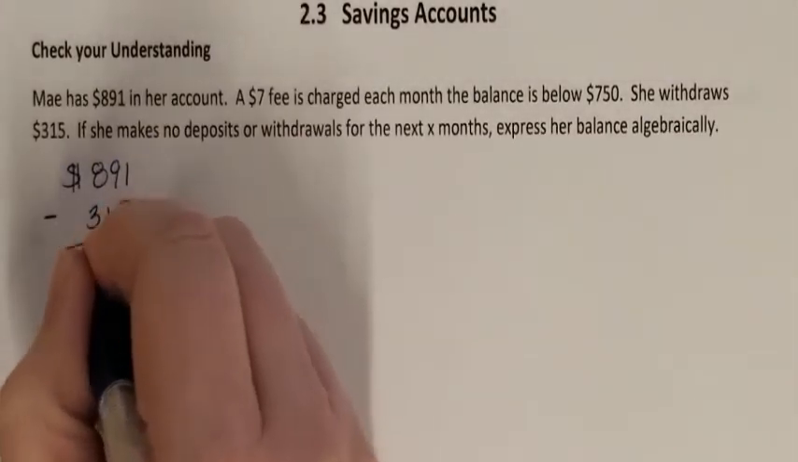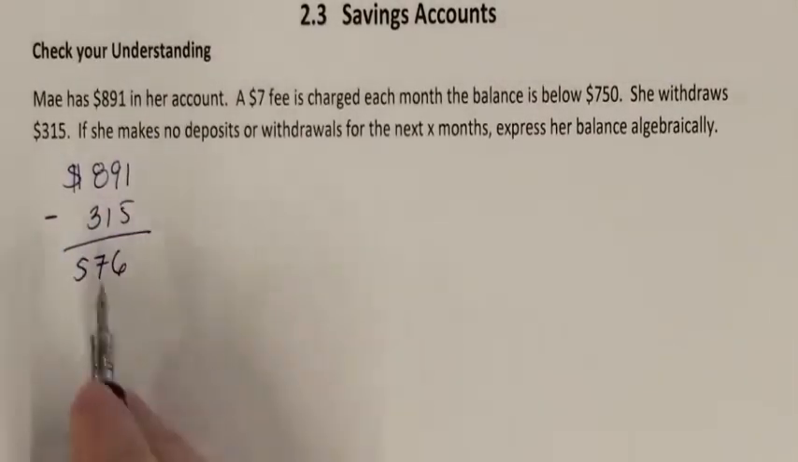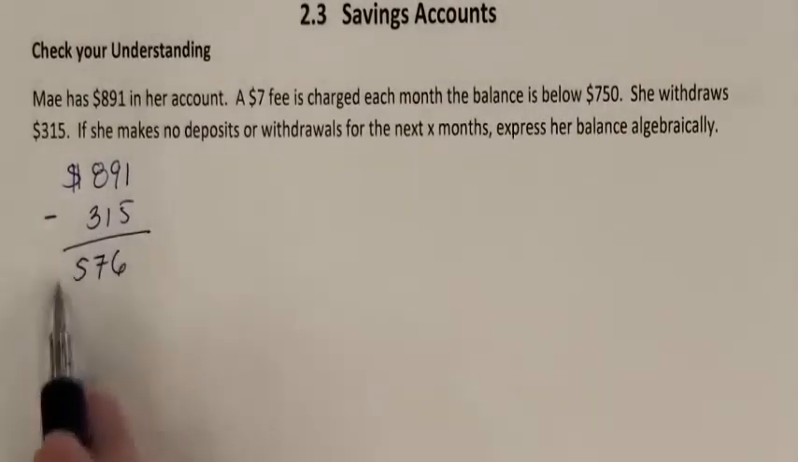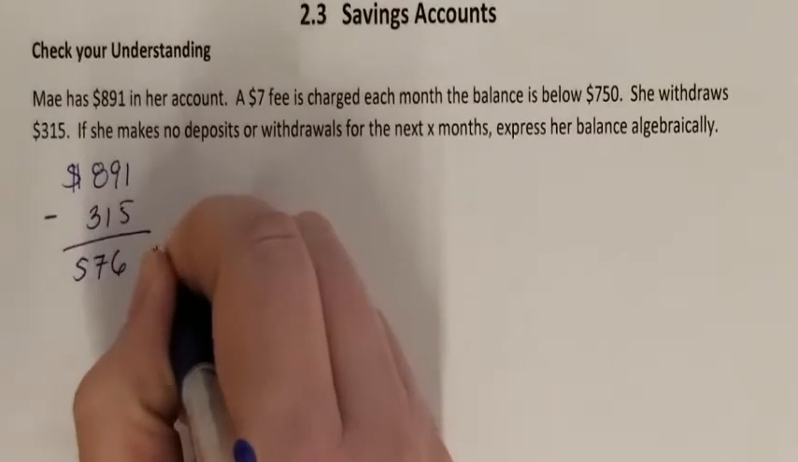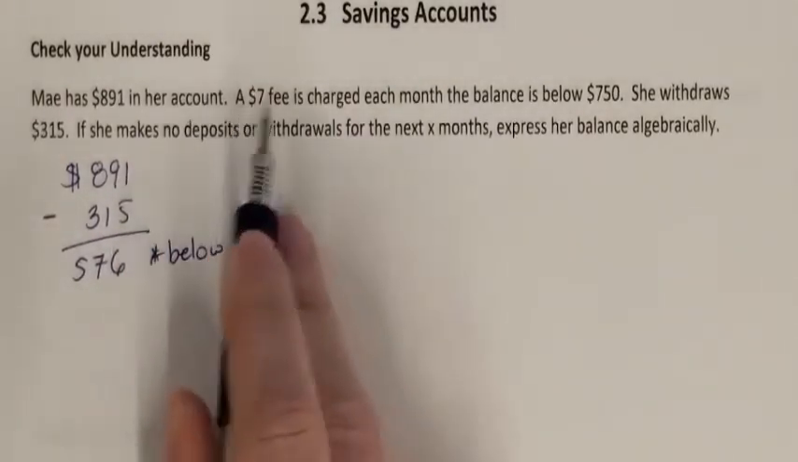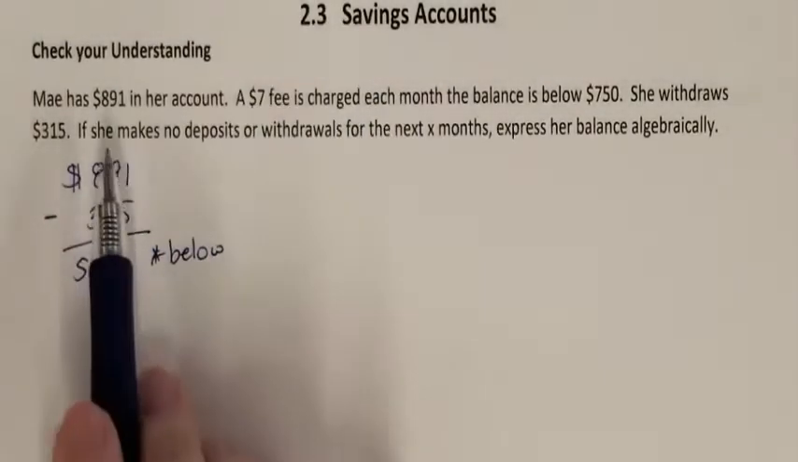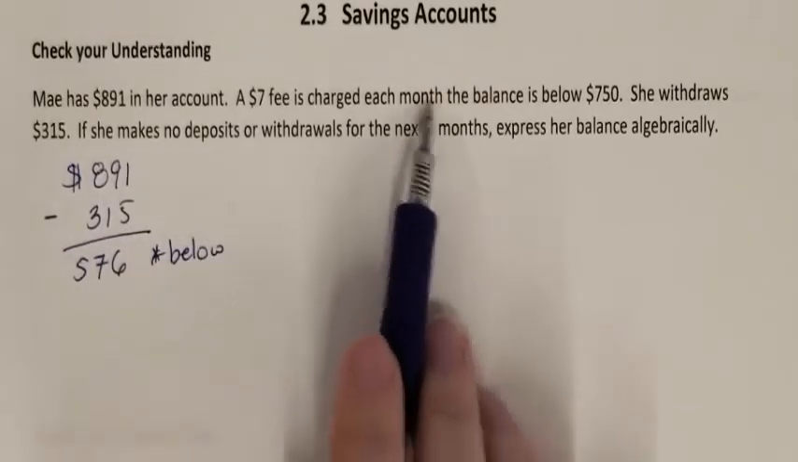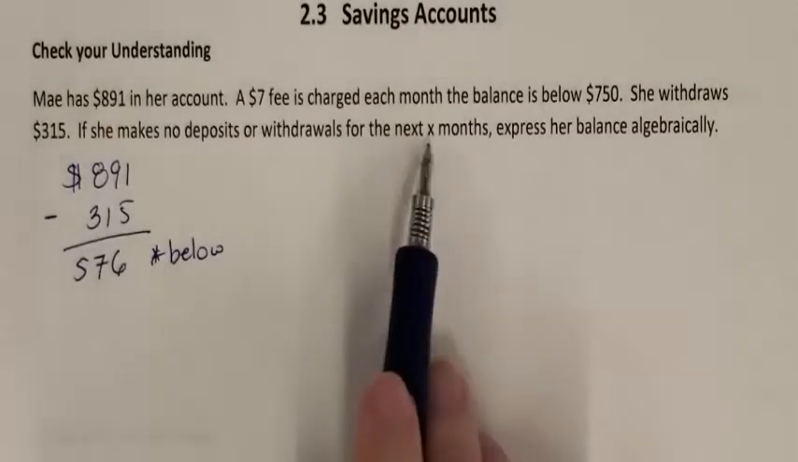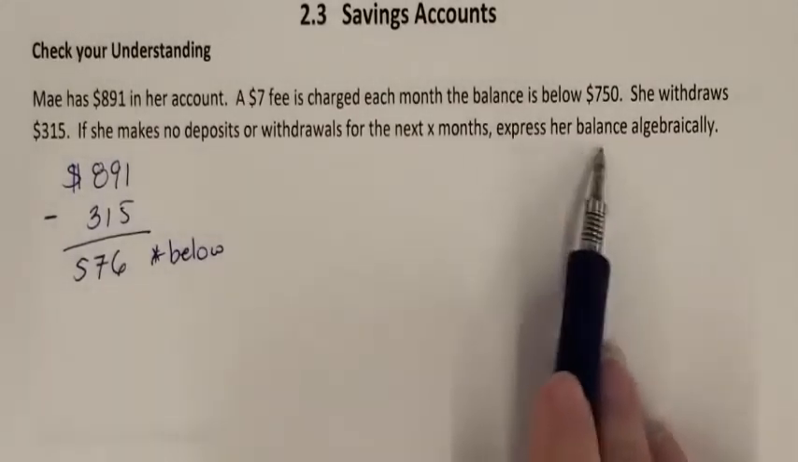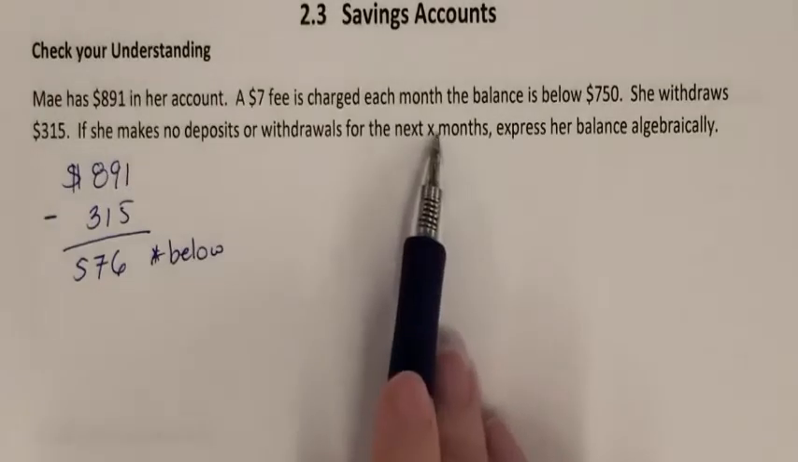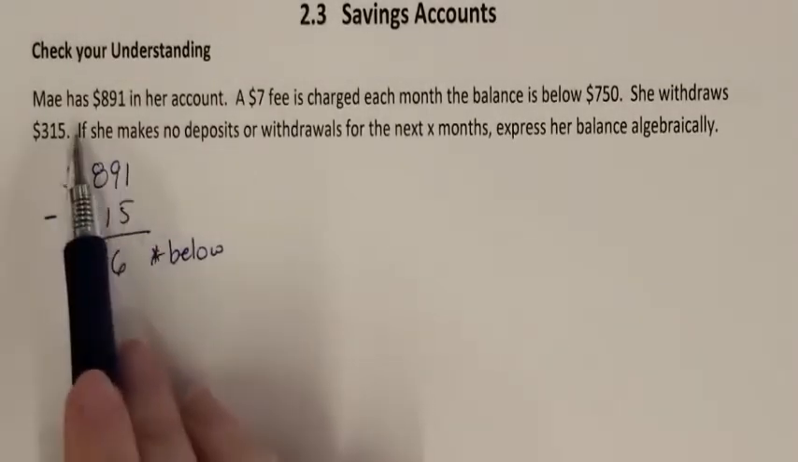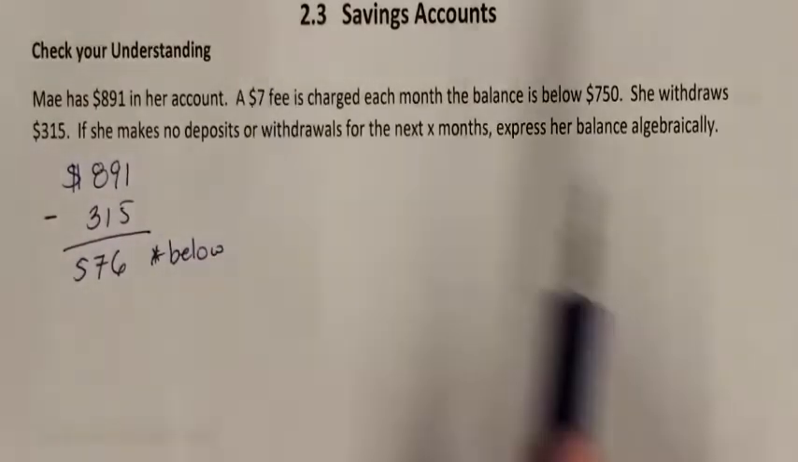She now has $576. Is that below $750, the limit? She is below the limit. So she's actually too low now, so I know she's going to get a charge. So let's read the question. If she makes no deposits or withdrawals for the next X months, meaning it stays this way for X amount of months, express her balance algebraically. Well, if she stays this way for X months, that means she gets charged a $7 fee every month.